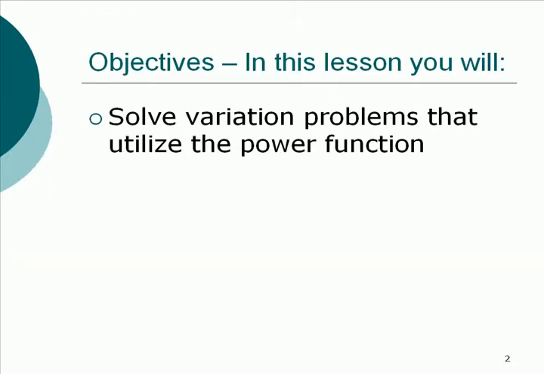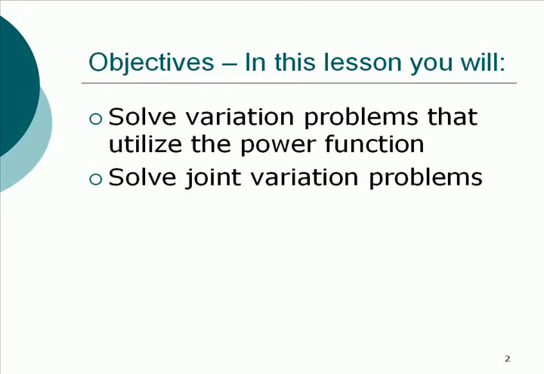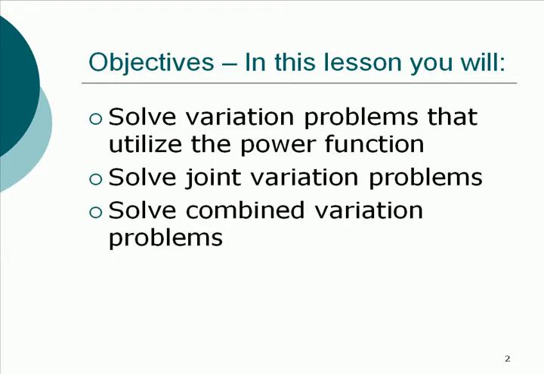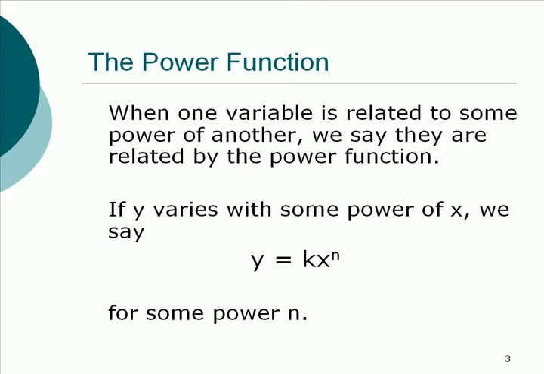We need to do 3 things. First of all, you're going to solve variation problems that involve the power function. We'll see what that is. We're going to solve joint variation problems, and we're going to solve combined variation problems. You will not need to be able to distinguish between them. They're all handled exactly the same way, so the names are really just a matter of semantics, and the principle is the same. First of all, the power function.